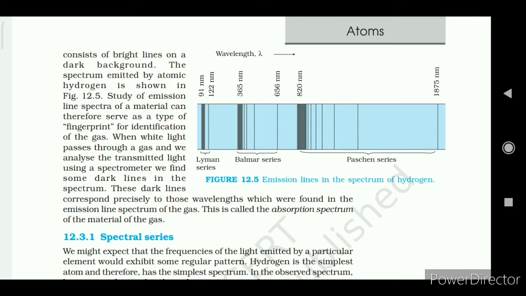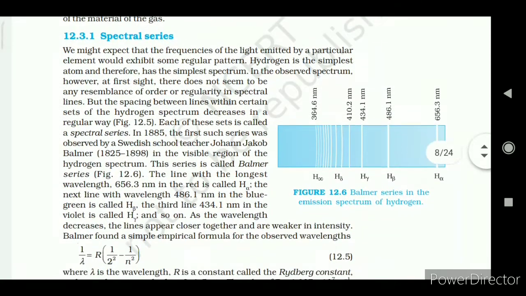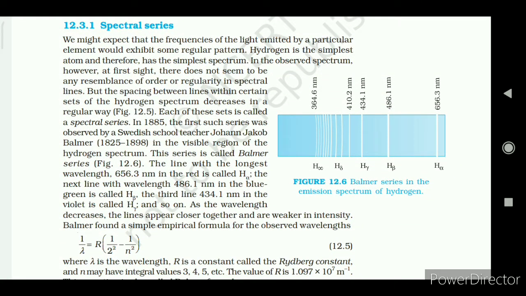Taking n = 3 in the equation, we obtain the wavelength of the H alpha line equal to 656.3 nanometers. For n = 4, one obtains the wavelength of the H beta line, etc. For n = infinity, one obtains the limit of the series at λ = 364.6 nanometers. This is the shortest wavelength in the Balmer series. Beyond this limit, no further distinct lines appear. Instead, only a faint continuous spectrum is seen.